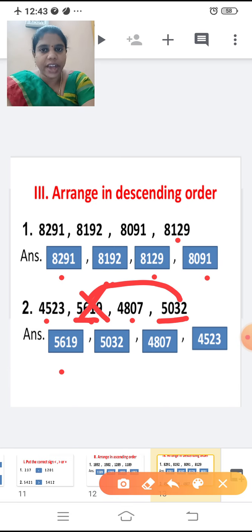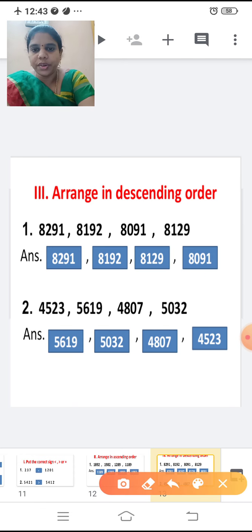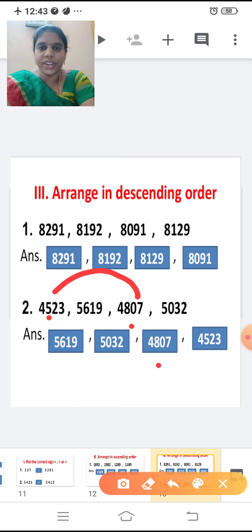So write it down. 5619. Then 5032. Then out of these two, which is bigger? See the hundreds place. We have 8 in the hundreds place and 5. So 8 is bigger. So 4807. Then 4523. I'll repeat it. 5619. Then 5032. 4807 and 4523.